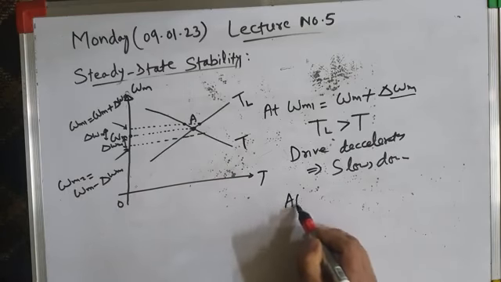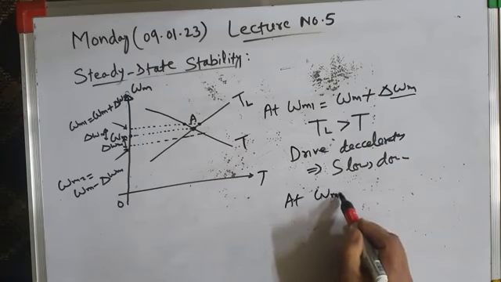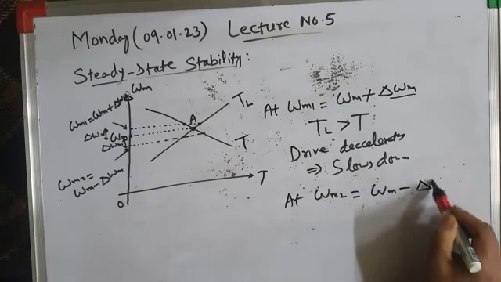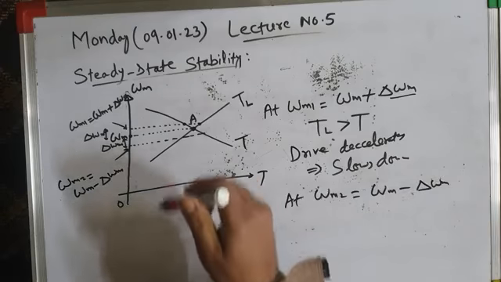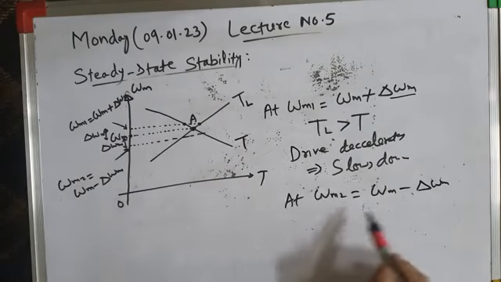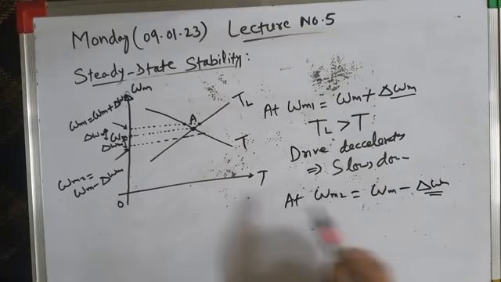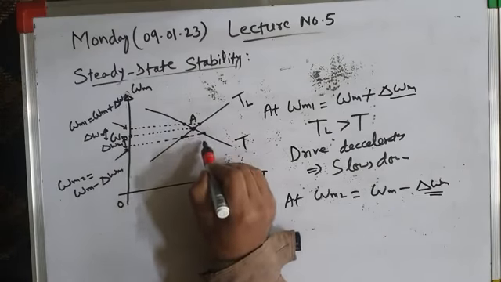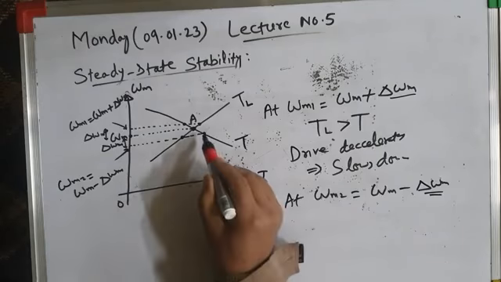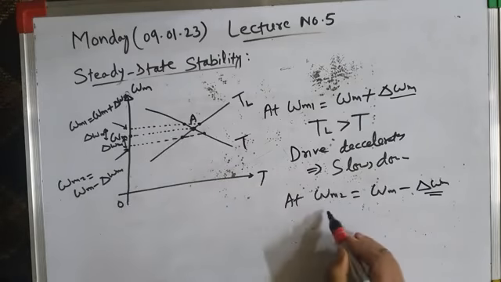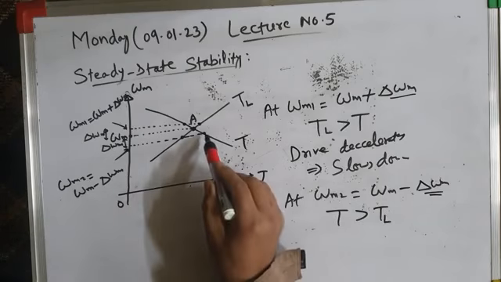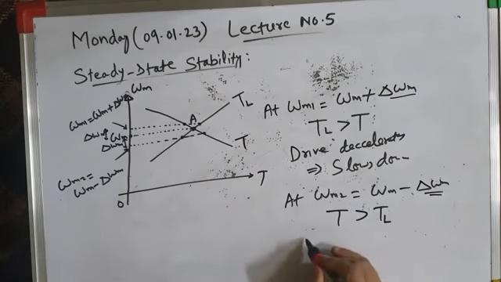Now you can see that at the new speed, omega m2, which is equal to the rated speed omega m minus delta omega m, the drive has slowed down. Its speed has come down by this much amount. What is the load torque? This is the load torque and this is the motor torque. Now we can see here the motor torque is greater than the load torque. T is greater than TL. So since motor torque is greater than load torque, the drive speeds up.